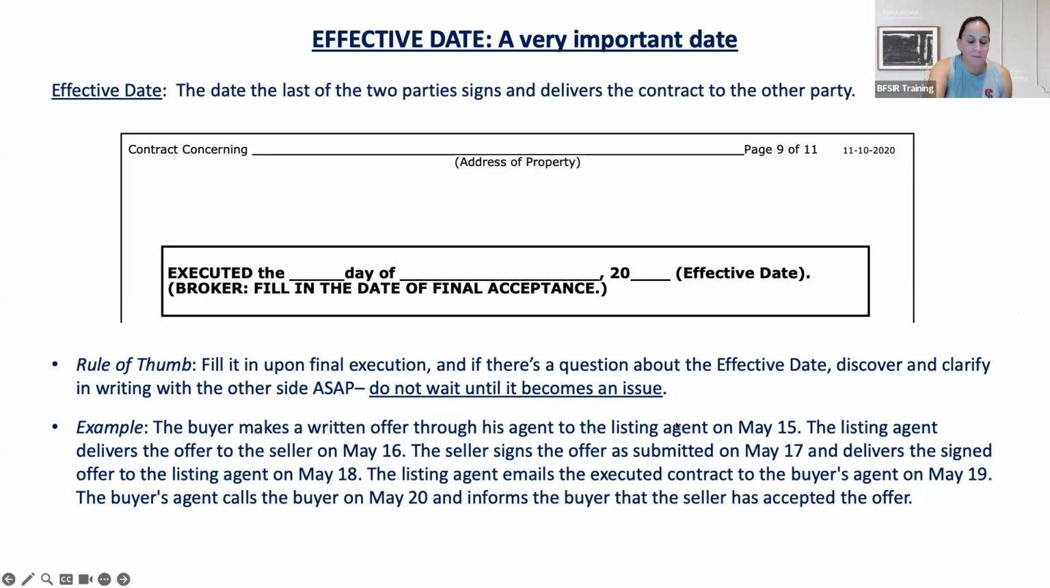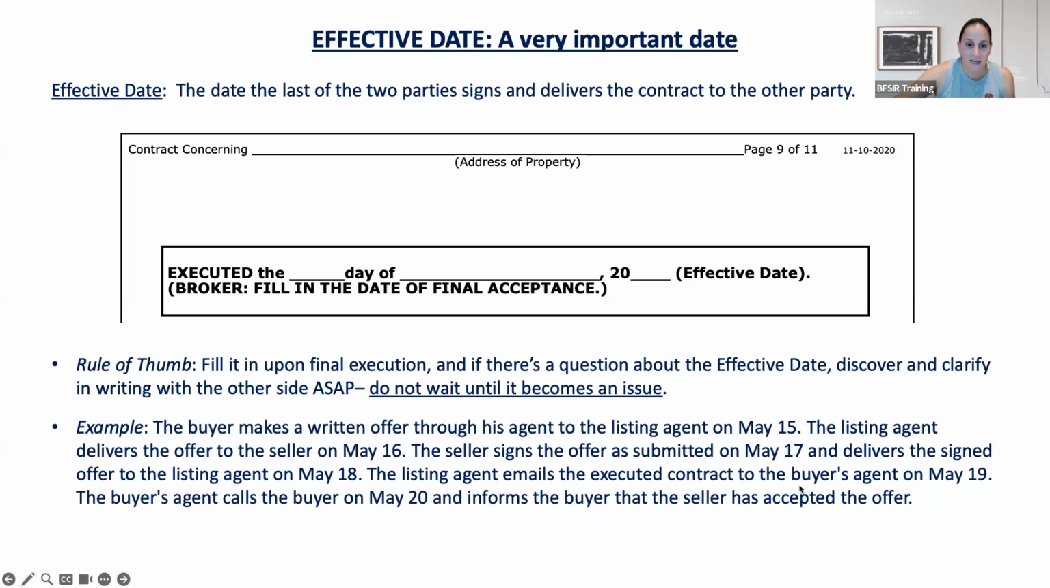Okay, so here's an example. It's confusing, so pay attention. The buyer makes a written offer through his agent to the listing agent on May 15th. And then the listing agent delivers the offer to the seller on May 16th, which I don't know why they would do that unless it came in like 11 p.m. They should have done it right away. So the seller signs the offer as submitted on May 17th and delivers it to their listing agent on May 18th. And then the listing agent emails it to the buyer's agent on May 19th. And the buyer calls the buyer's agent on May 20th and informs them that the buyer has accepted the offer.